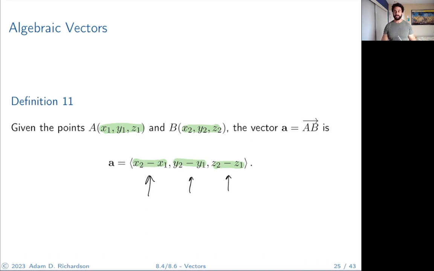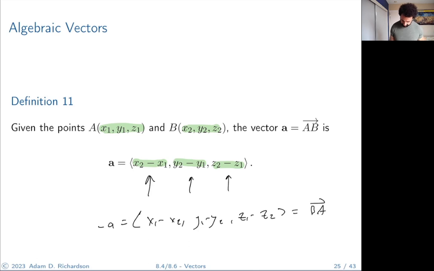It'll be the negative. So if you wanted to talk about the vector that goes from B to A, the order of this subtraction would be switched, and we would no longer be talking about this vector AB, we'd be talking about the vector negative AB. So for example, negative AB would be x1 minus x2, y1 minus y2, z1 minus z2. And this is equal to the vector that goes from B to A. Backward, right? Everything works out very intuitively and very nicely, which is cool.